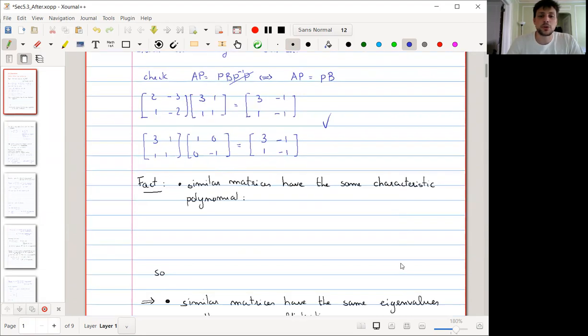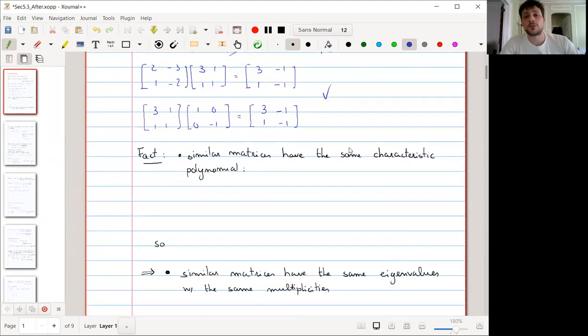Why is similarity important, and why is it important in particular for us right now? The key point of similarity is that similar matrices have the same characteristic polynomial. Let's try to convince ourselves of this feature.